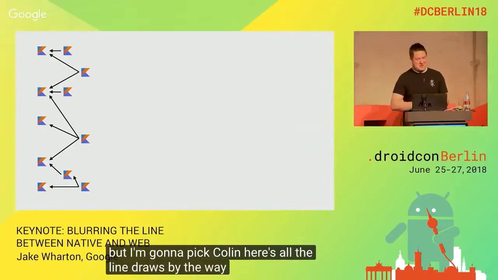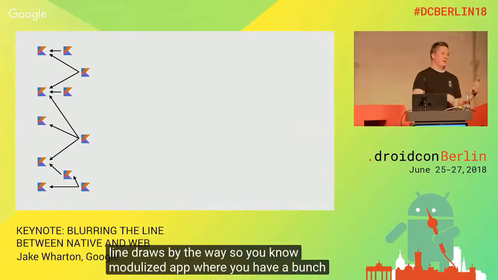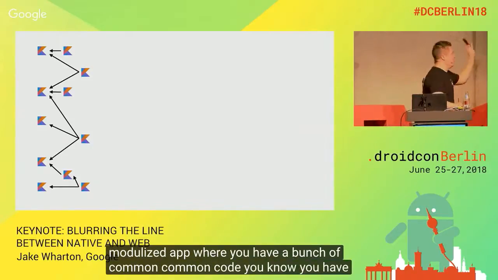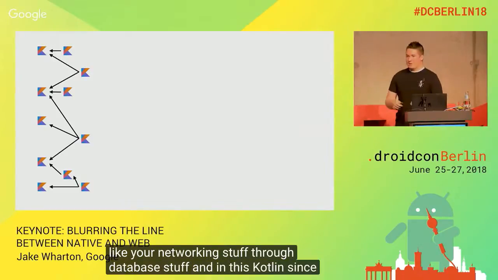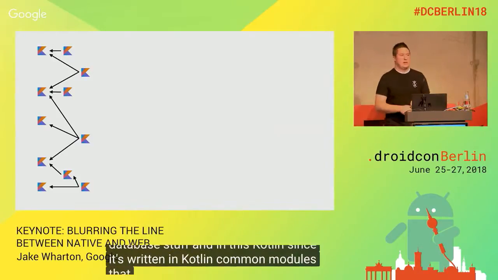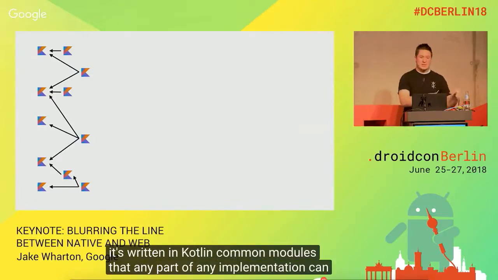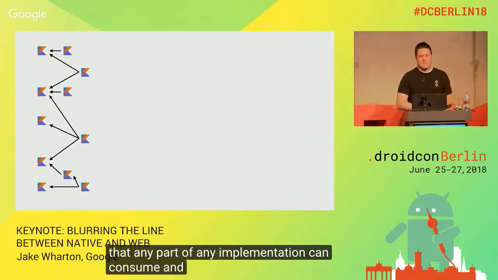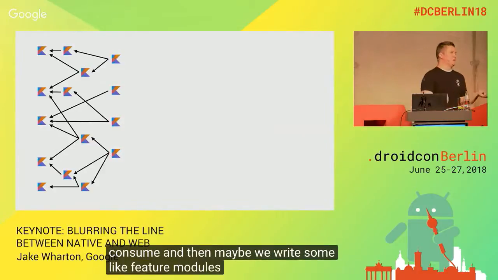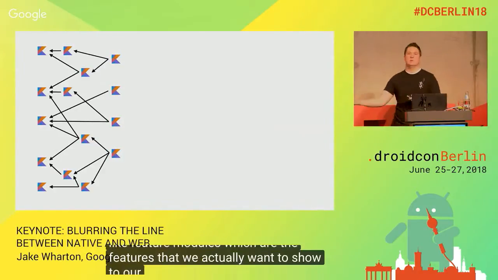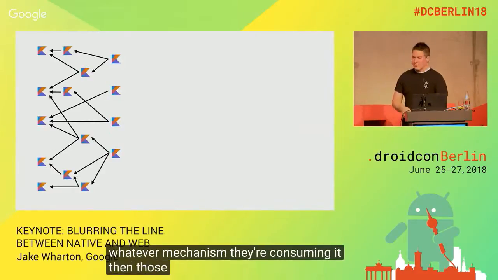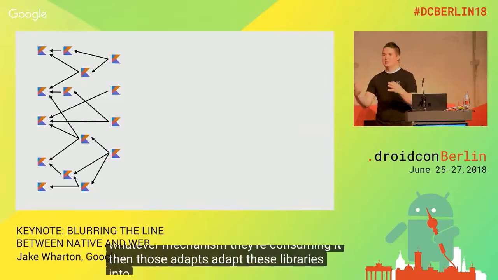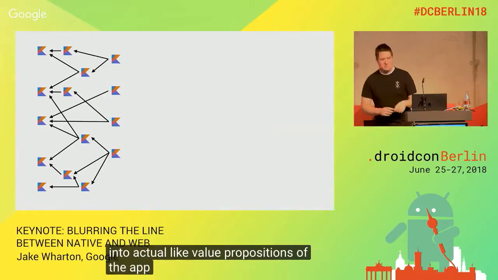Here's all the line draws, by the way. So in a modularized app where you have a bunch of common code, like your networking stuff, your database stuff, in this Kotlin sense, it's written in Kotlin common modules that any part of any implementation can consume. And then maybe we write some feature modules, which are the features that we actually want to show to our consumers of this app through whatever mechanism they're consuming it. Then those adapt these libraries into actual value propositions of the app.